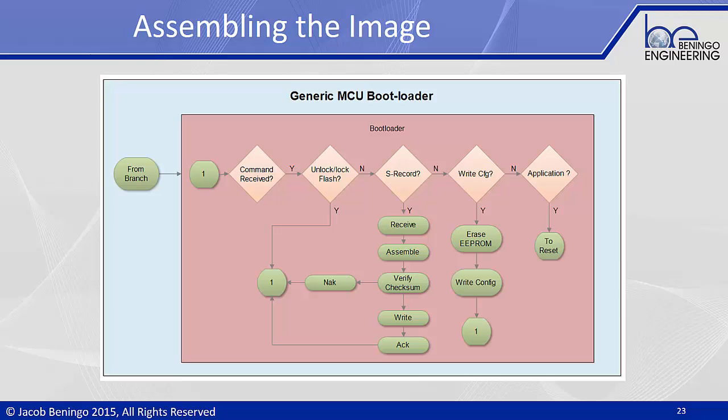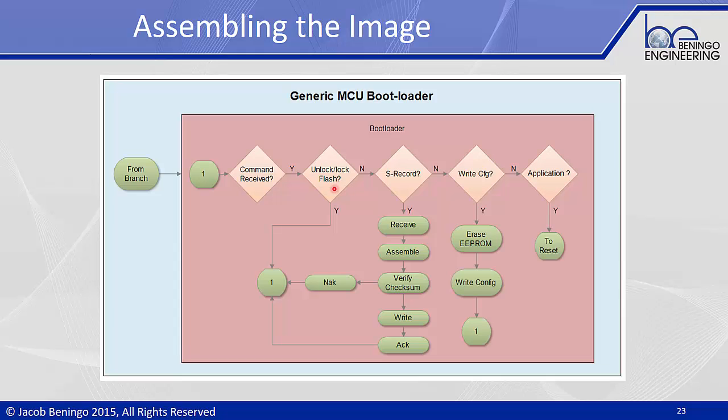Now, as you can imagine, we talked about a couple of different things that we might want to do inside the bootloader, a couple different commands. So let's take a look at what the flowchart for this would actually look like. We might come in from the branching code into our bootloader. We're then going to receive a command. This command is then going to be processed.